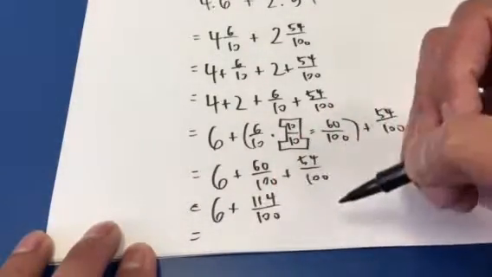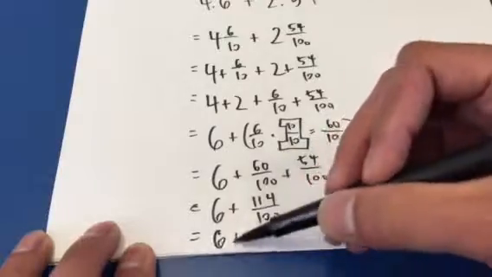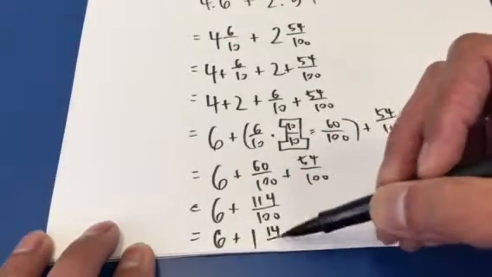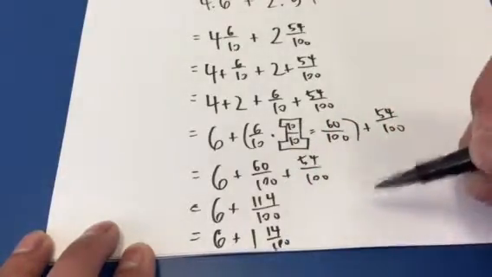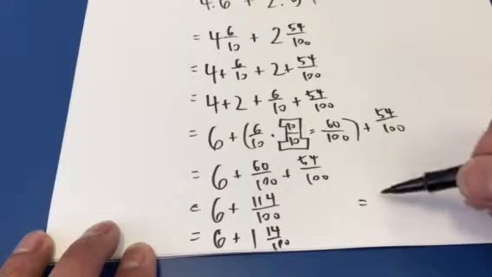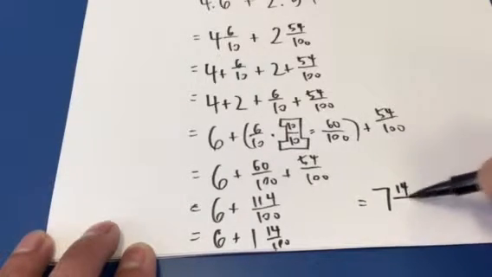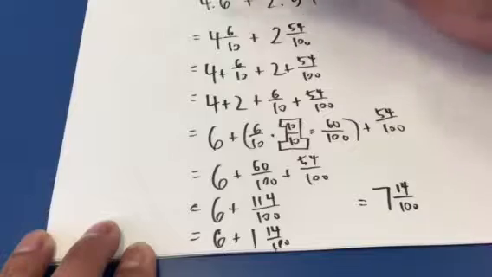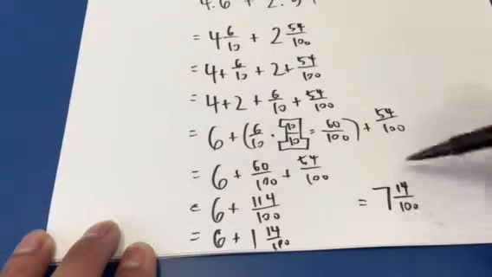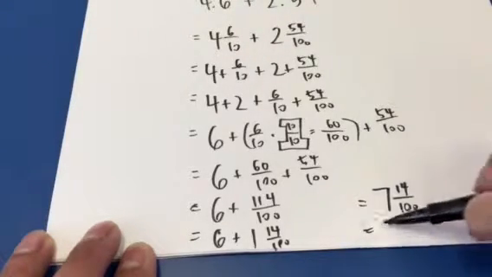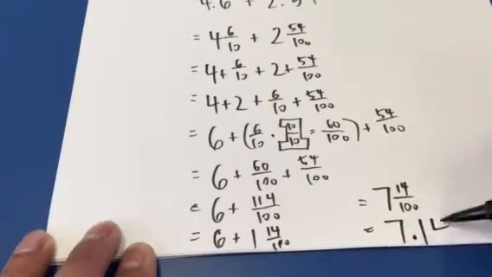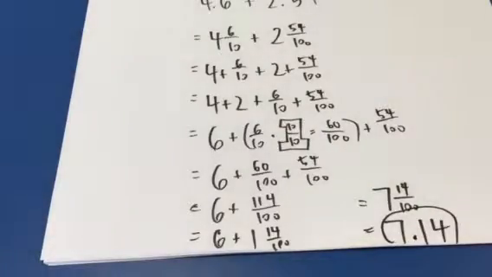And I know that 114 over 100 is the same as 1 14/100. So I have 6 plus 1 14/100, which is the same as 7 14/100. Now, since I started with decimals, I want to convert this into decimals now, which is 7.14. And that's my answer there.